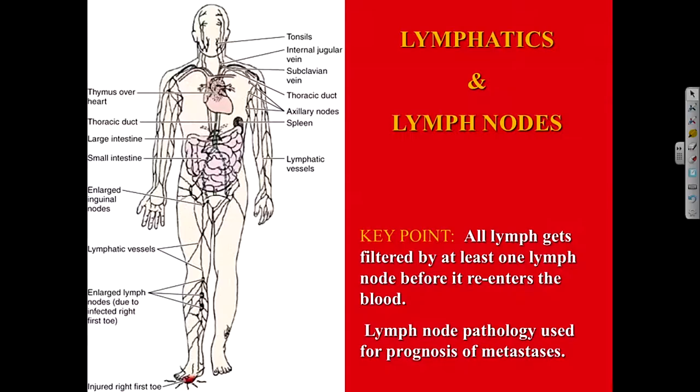Okay, so remember, in line with all the lymphatic vessels are lymph nodes, and all these lymph nodes filter. The fluid gets filtered at least once by a lymph node before it returns to the venous system. And of course, they're very important in pathology. They can be sampled for metastatic tumor cells during surgery.